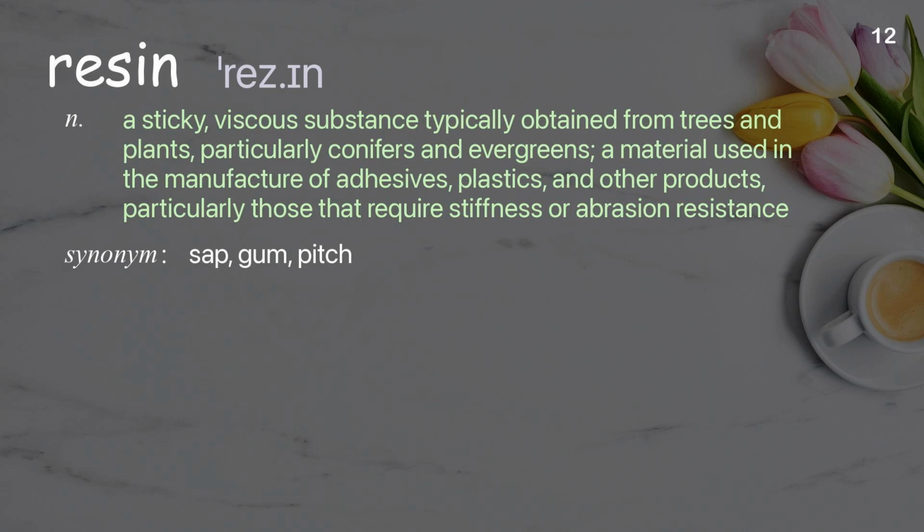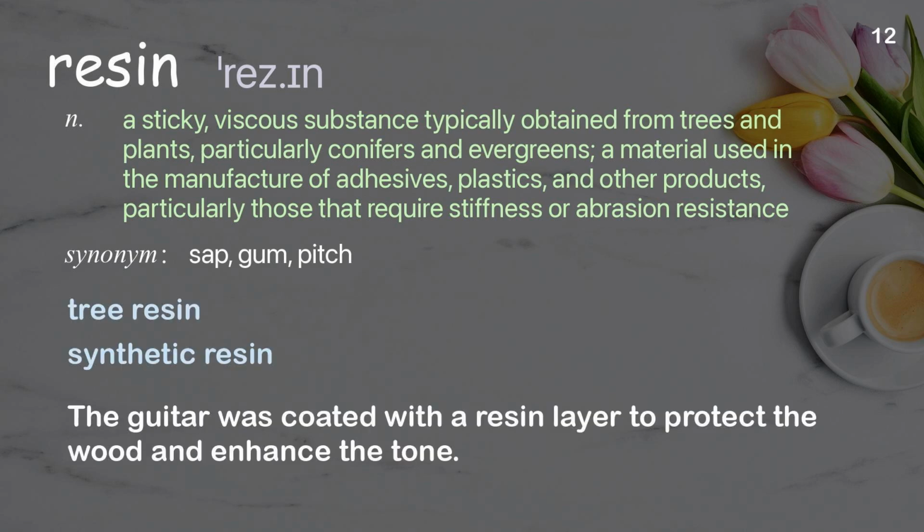Resin. A sticky, viscous substance typically obtained from trees and plants, particularly conifers and evergreens, a material used in the manufacture of adhesives, plastics, and other products, particularly those that require stiffness or abrasion resistance. Examples: Tree resin. Synthetic resin. The guitar was coated with a resin layer to protect the wood and enhance the tone.